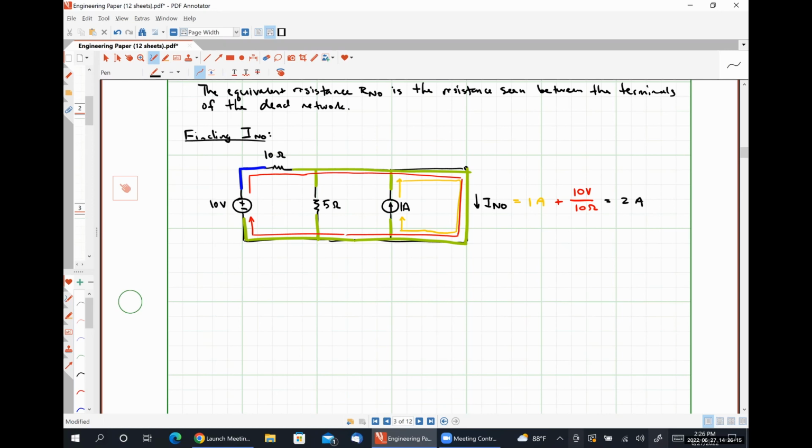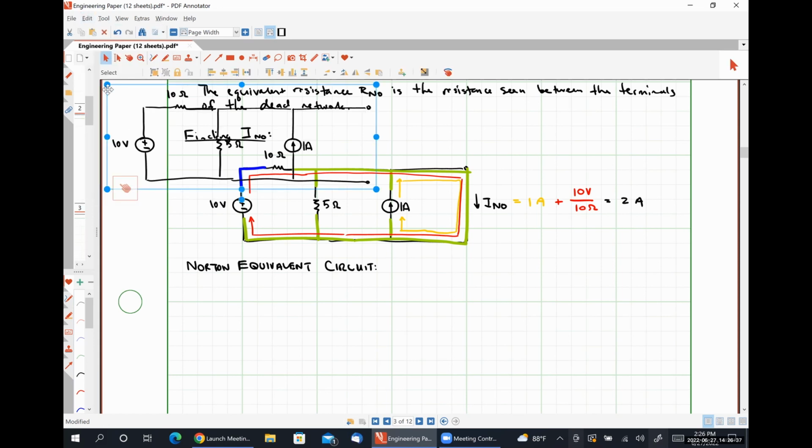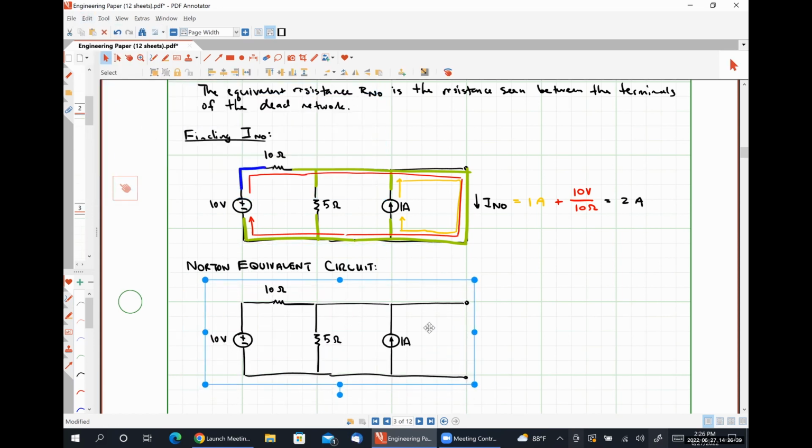Now, what this means is that since our Thevenin equivalent resistance is the same as our Norton equivalent resistance, we have a Norton equivalent circuit, and it's going to look like this. So let me paste this here. So here's our original.